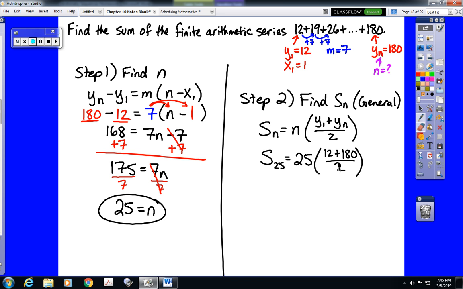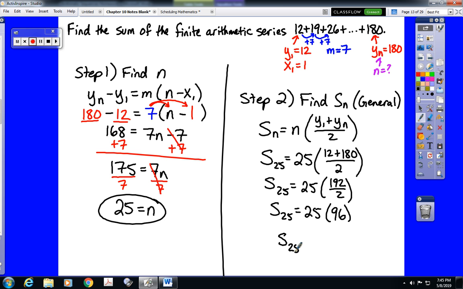Let me fix that real quick. And then we're going to be simplifying this down to a single number. So we start, order of operations says we do 12 plus 180. So we have 25 times 192 divided by 2. Then we would do 192 divided by 2, which would be 96. And then we do 96 times 25. So 96 times 25 gives us a partial sum, S25, of 2,400.